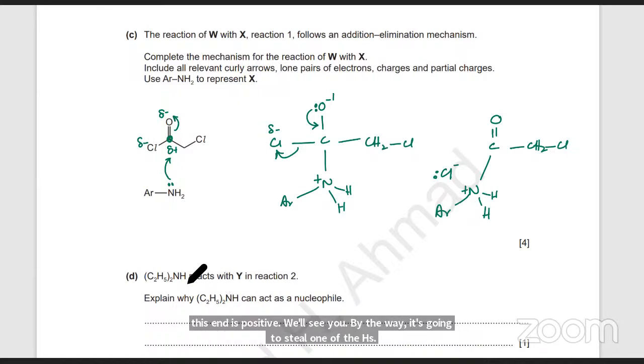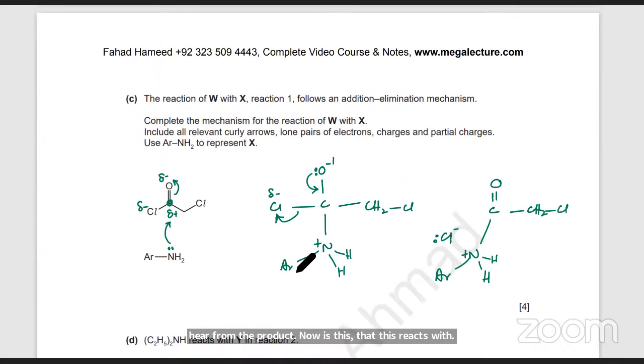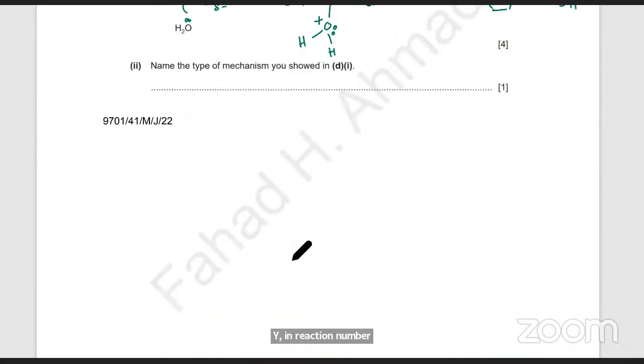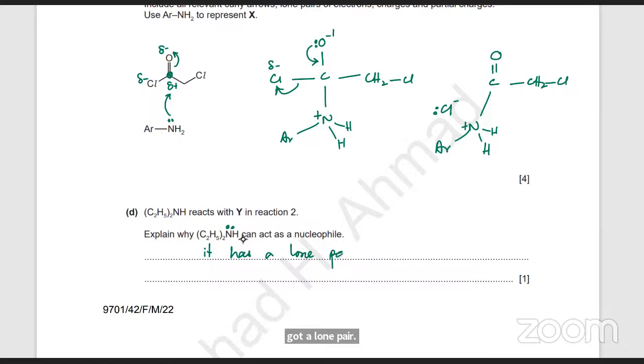Now, he says that this reacts with Y in reaction number 2. I don't know which 2 it is. This is a different question. So the question is, why can it act as a nucleophile? The reason it can act as a nucleophile is that it's got a lone pair, which can be attracted to positive charge.